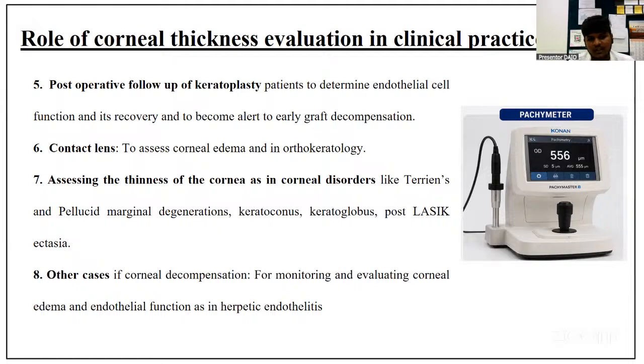Next, we can see assessing the thinness of the cornea in corneal disorders like terrien's and pellucid marginal degeneration, keratoconus, and post-LASIK ectasia. Other cases are corneal decompensation, for monitoring and evaluating corneal edema and endothelial function, as in herpetic endotheliitis.